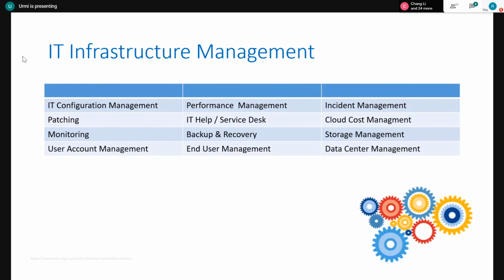So backup and recovery, this ties back with disaster recovery. You want to back up your data and you want to store it in multiple instances or locations, perhaps in different methods.